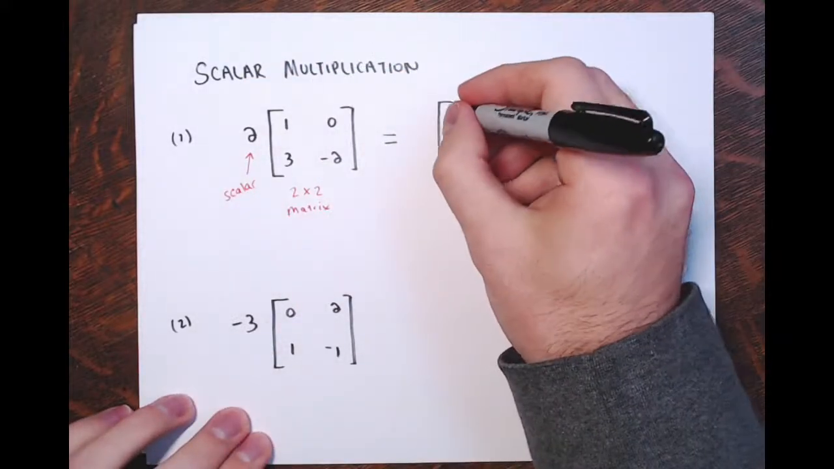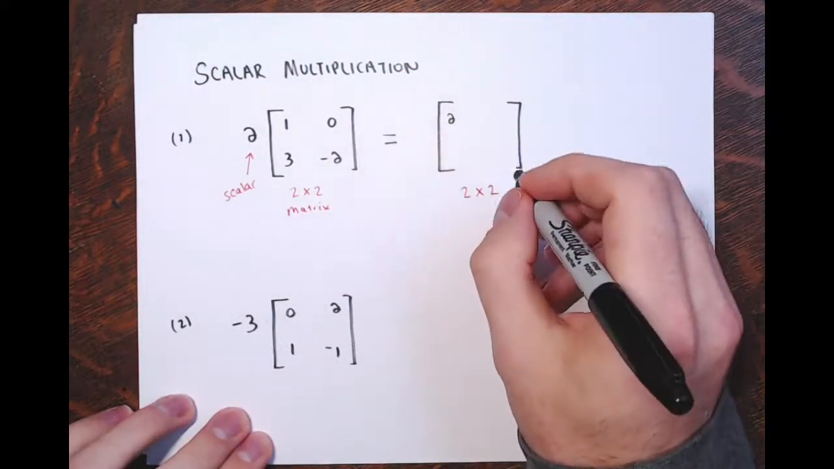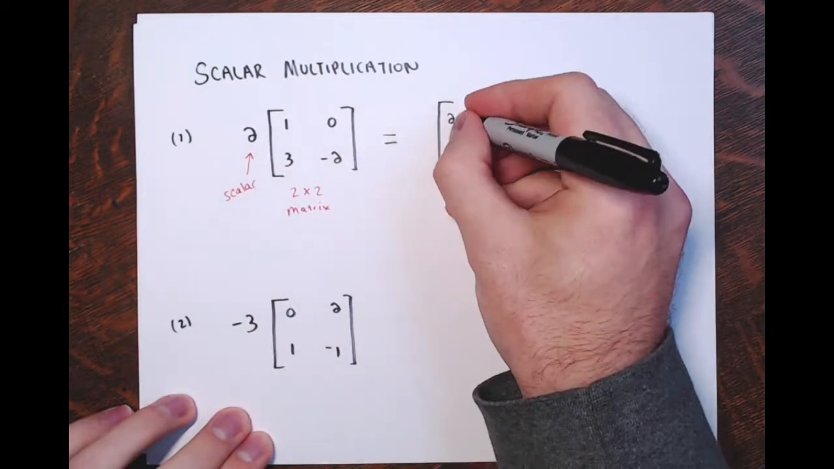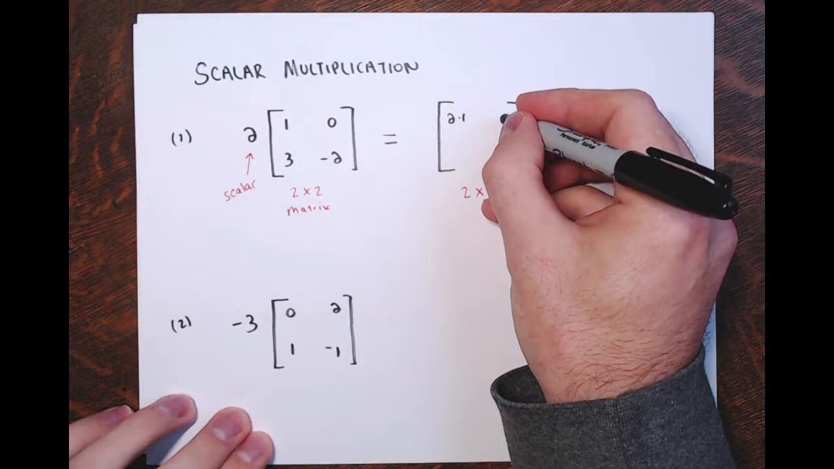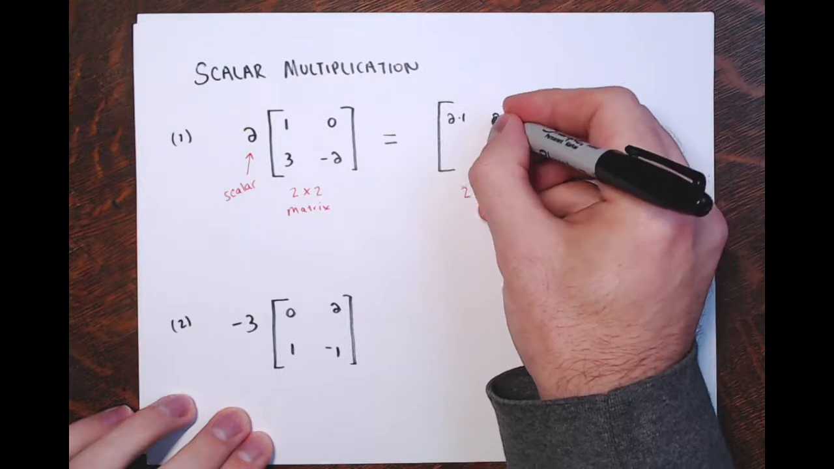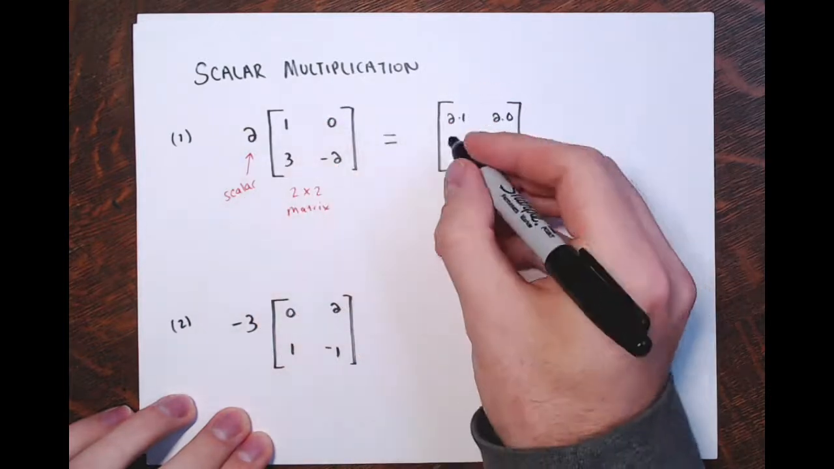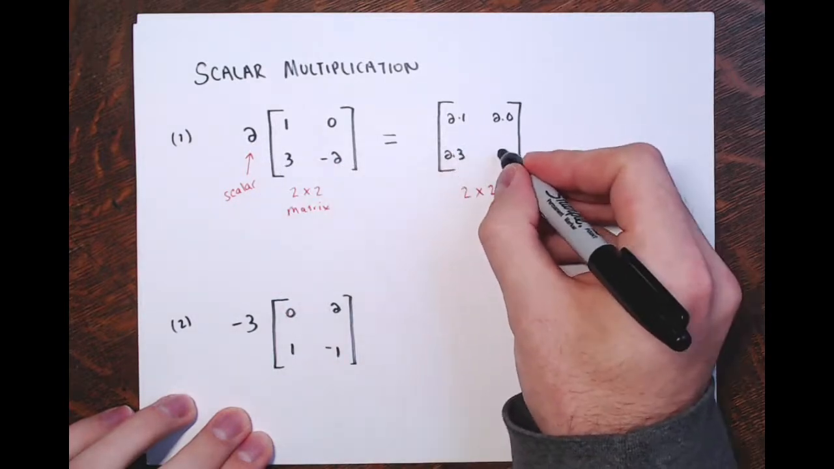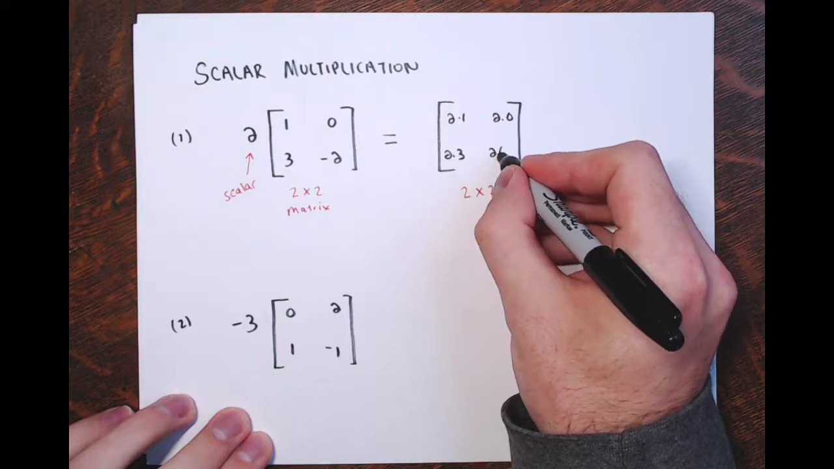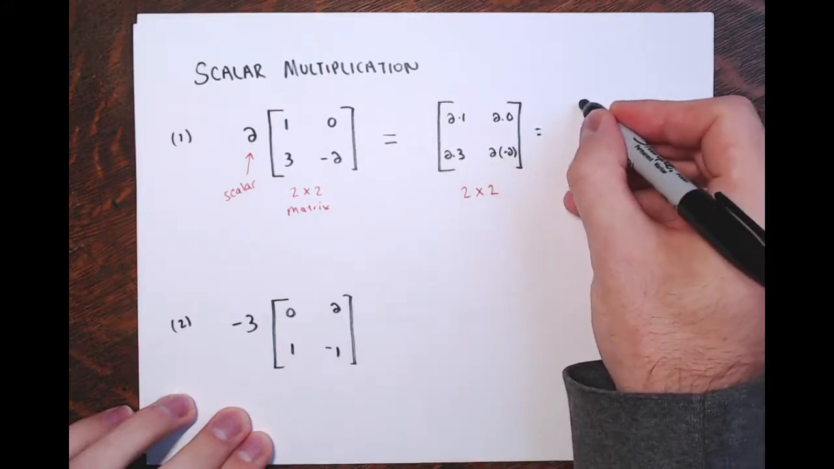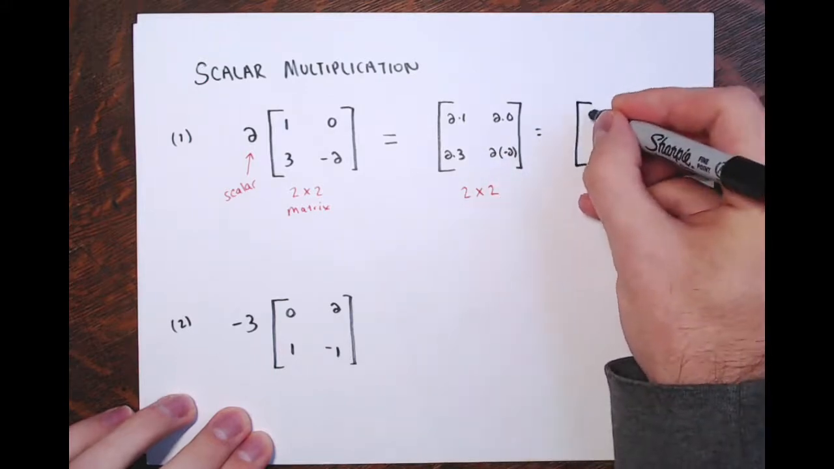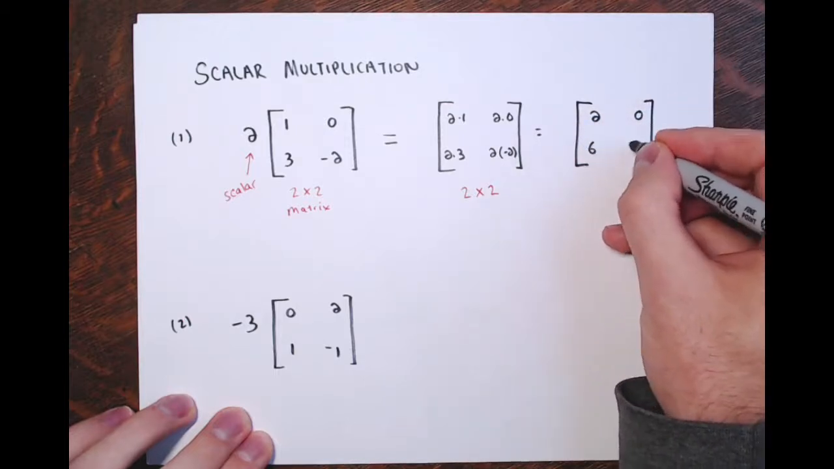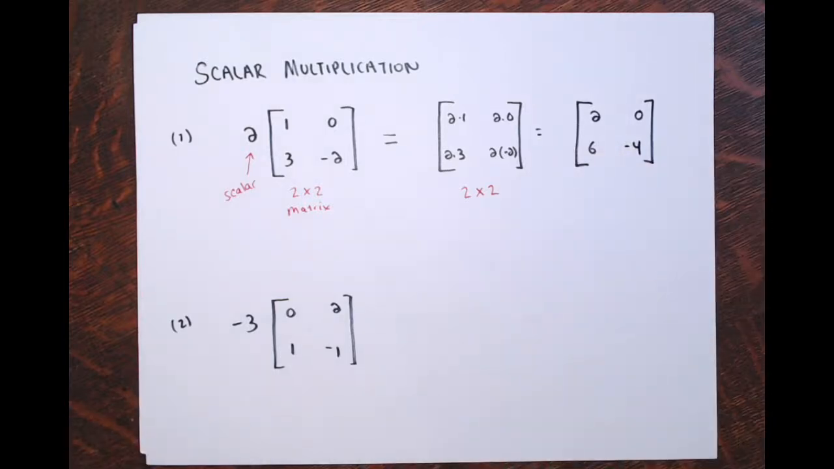So the resulting matrix, the resulting scalar multiple, the first row, first column is going to be 2 times 1. The first row, second column of the scalar multiple is 2 times 0. Then the second row, first column is going to be 2 times 3. And then the second row, second column is going to be 2 times -2. So the final result is 2, 0 for the first row, and then 6, -4 for the second row.